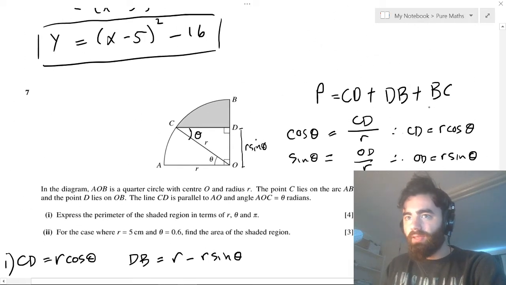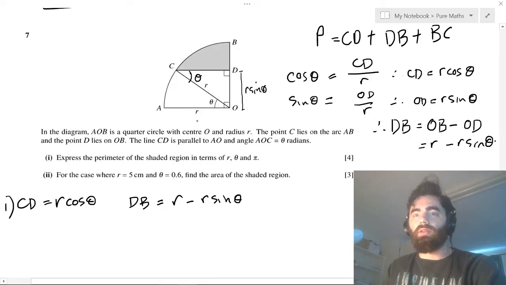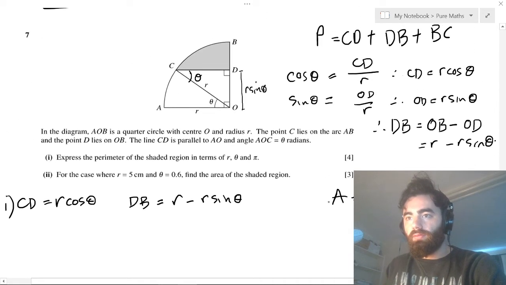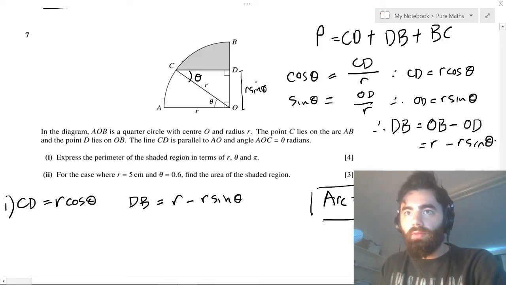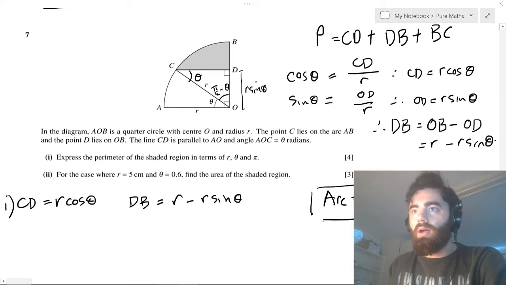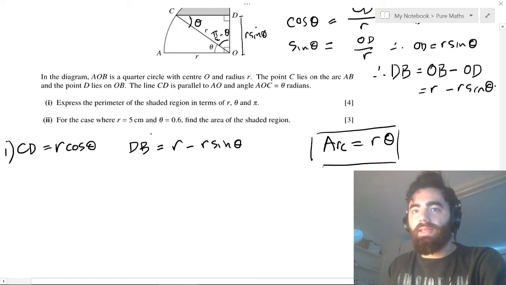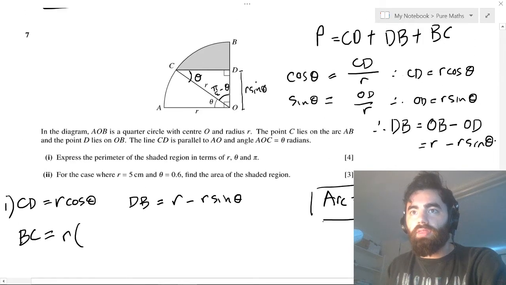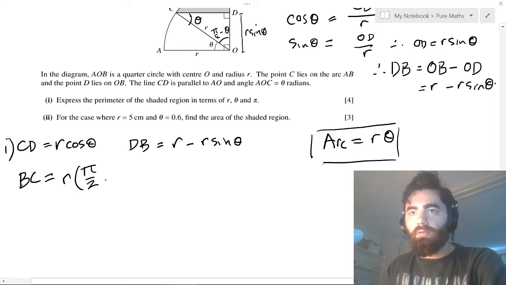And then the final thing we need is BC. Well, we can work that out through our arc length formula, which is just R theta. So this is the arc length, call it arc, which is something you're given. And our R was just R, right? But the angle is this angle here, which we found before. It's just pi over 2 minus theta. So our BC is just going to equal R times our theta, and our theta in this case is just pi over 2 minus theta.